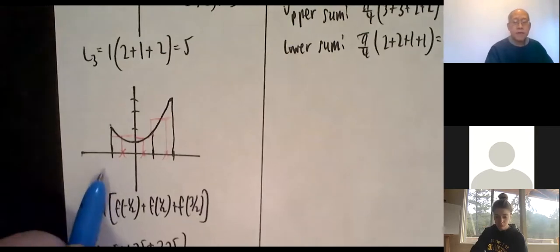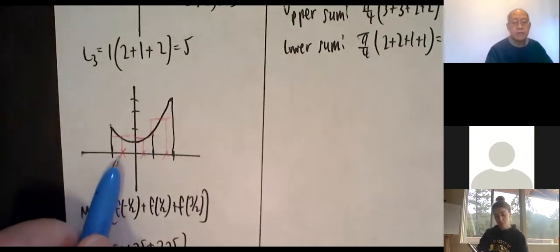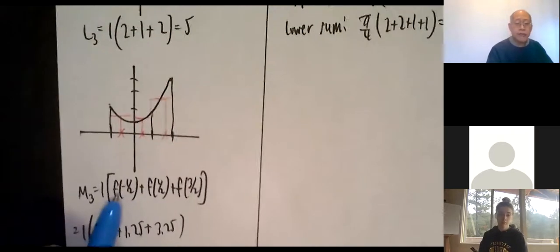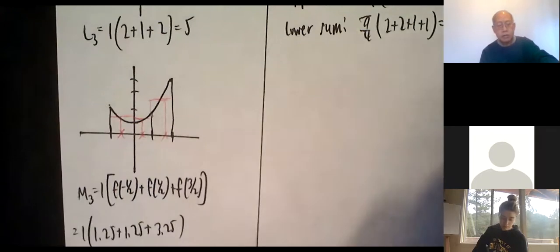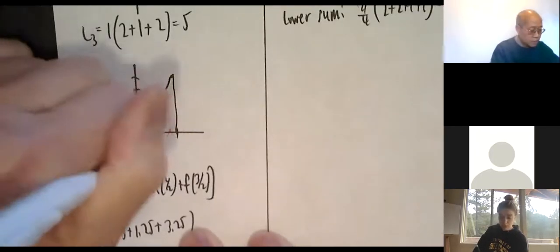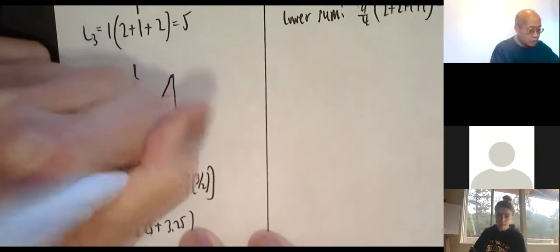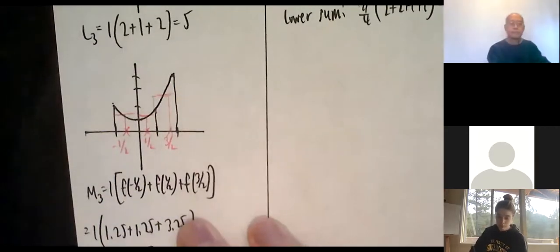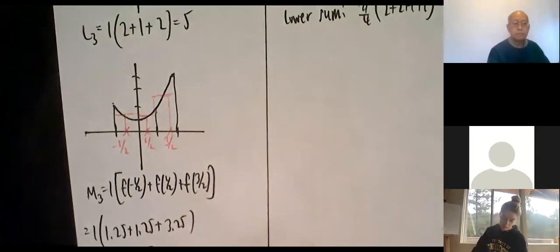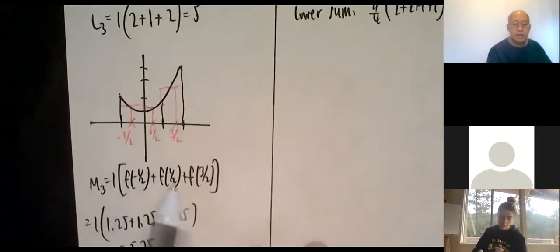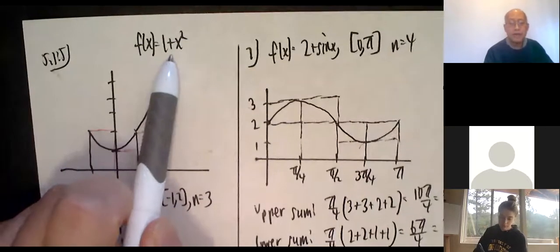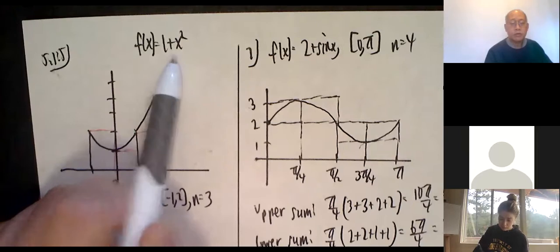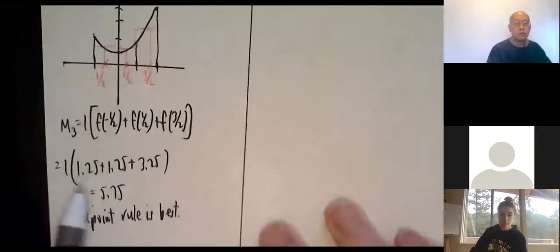So it's still delta x, which is 1, and then the new heights are the function values f of negative 1/2, f of 1/2, f of 3/2. Those are the three midpoints, right? Negative 1/2, positive 1/2, and 3/2. So I plug each of these into the function to get the heights. So negative 1/2 squared is 1/4, add 1, 1.25.